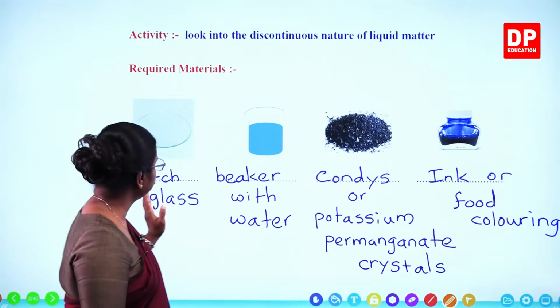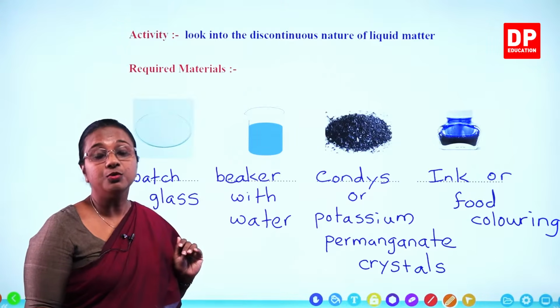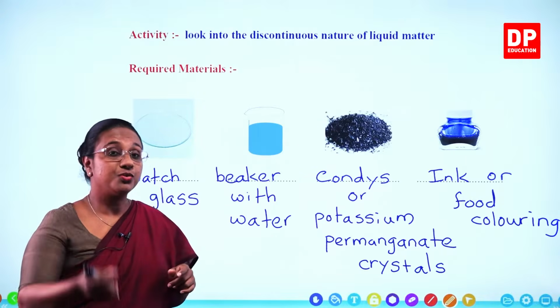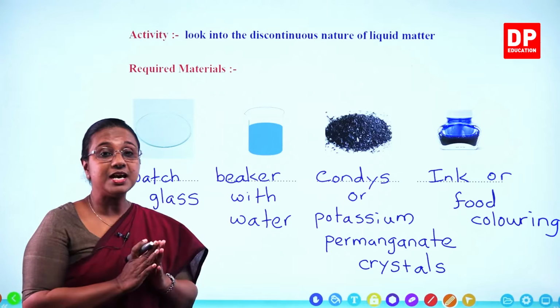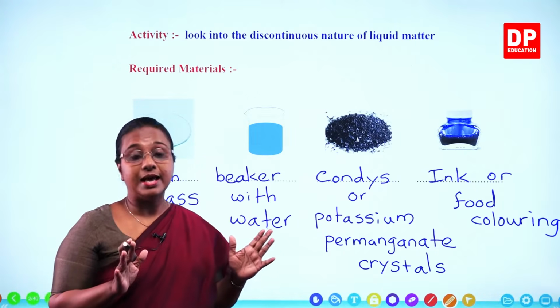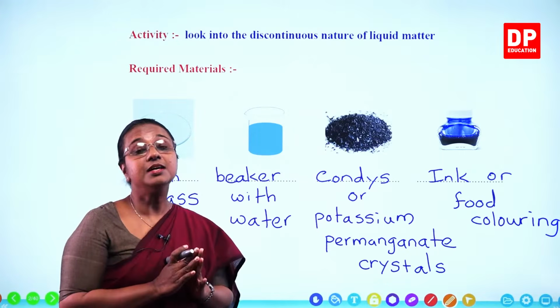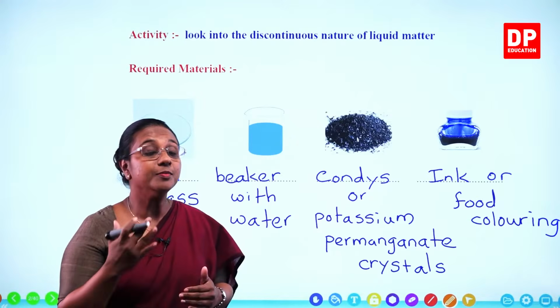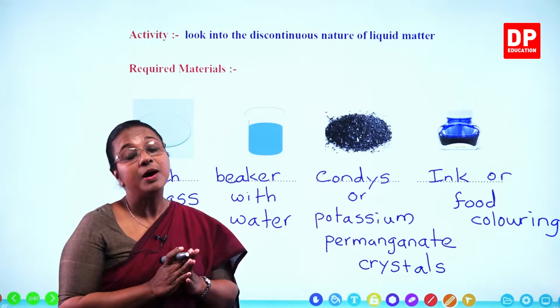We will take some condis crystals and we put it into water, that is water contained in a beaker. So we put a few crystals into it, we let it stand for some time, then you observe what happens. After that, you will have to just mix the solution, that is the water containing potassium permanganate. You mix it well and then you observe what happens.